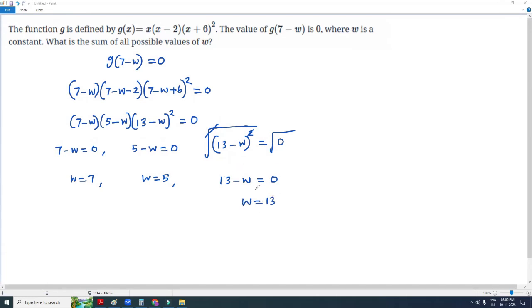I got three possible values for w: 7, 5 and 13. And our aim is to get the sum of all possible values of w. So we have to add these three values of w, that is 7 plus 5 plus 13. When I add these three values, I am getting 25. Therefore, the sum of all possible values of w is 25.